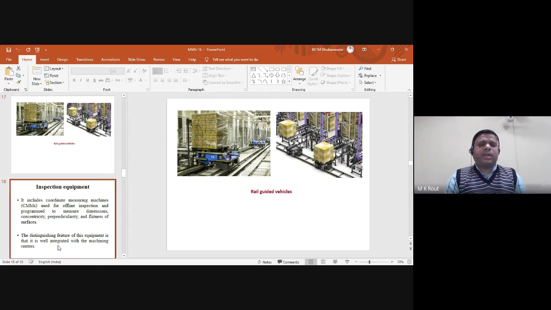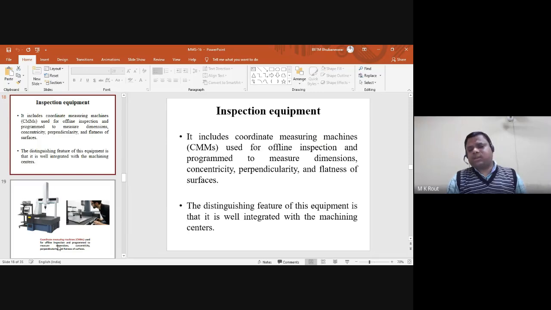The next type is known as inspection equipment. Why inspection? For increased quality levels, inspection is very much needed, and it includes coordinate measuring machines. I will show how the coordinate measuring machine works. Coordinate measuring machines are used for offline inspection. They are programmed to measure dimensions, concentricity, perpendicularity, and flatness of surface.